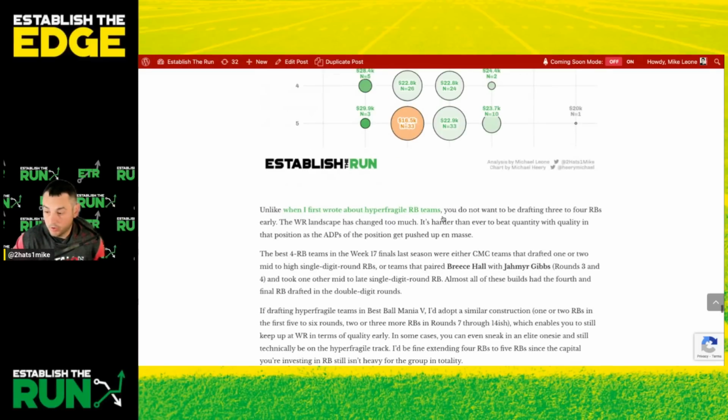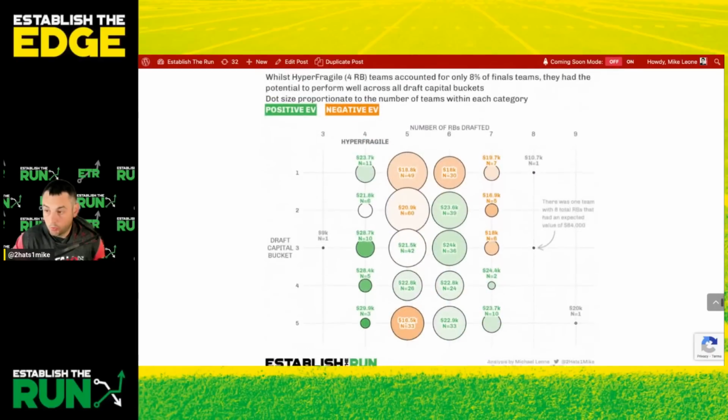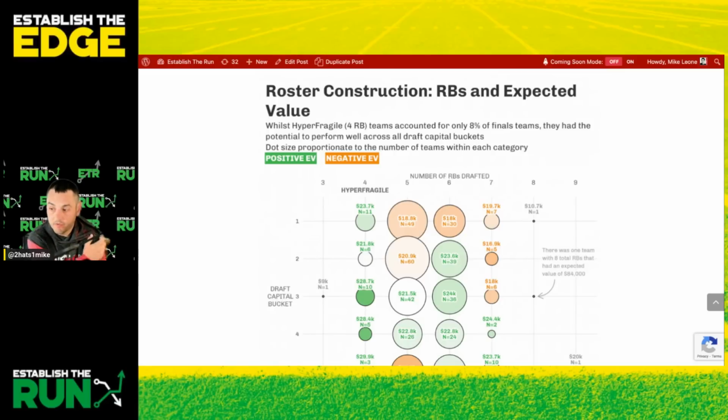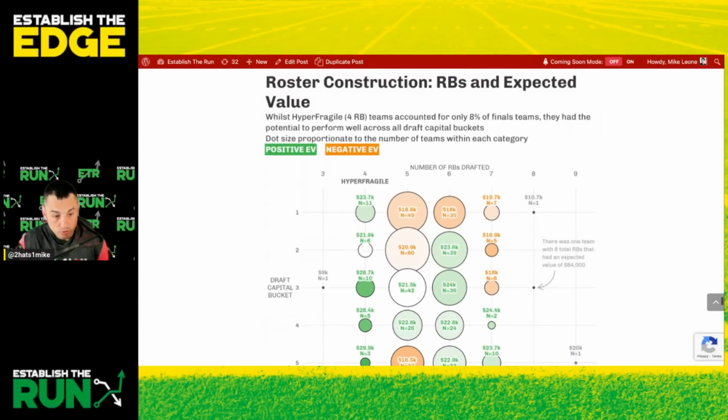Another example from my article is I looked at hyper fragile running back teams, teams that drafted maybe even 4 or 5 running backs, but early running backs. This is a strategy that, when BBM first started, was very popular, a very good strategy, because the wide receiver ADPs were more inefficient, which let you make up for lack of quality early with quantity throughout, because you could get some rookie wide receivers very late that you shouldn't have been able to get. You could get starting slot wide receivers in round 16. Now it's much more difficult to do that, which makes it difficult to spend early picks on multiple running backs and fall behind at the wide receiver position.